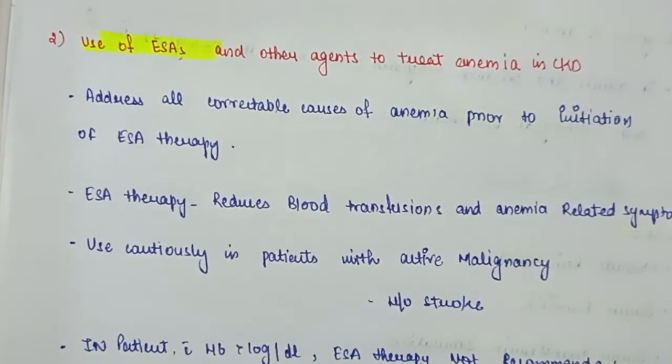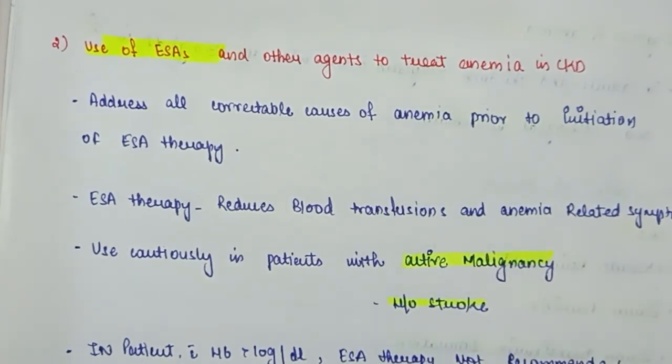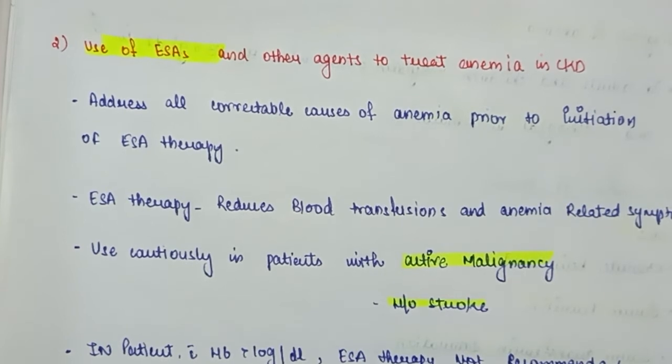But we have to individualize the therapy in every patient, whether the patient is on dialysis or not, based on whether the patient is having any active infection or active malignancy or not. So we have to individualize the therapy based upon the status of the patient. Erythropoietin should be used cautiously in patients with active malignancy or who have a history of stroke. In some studies, it has been found that there is increased mortality in patients with active malignancy or end stage malignancy and in patients who had a history of stroke.